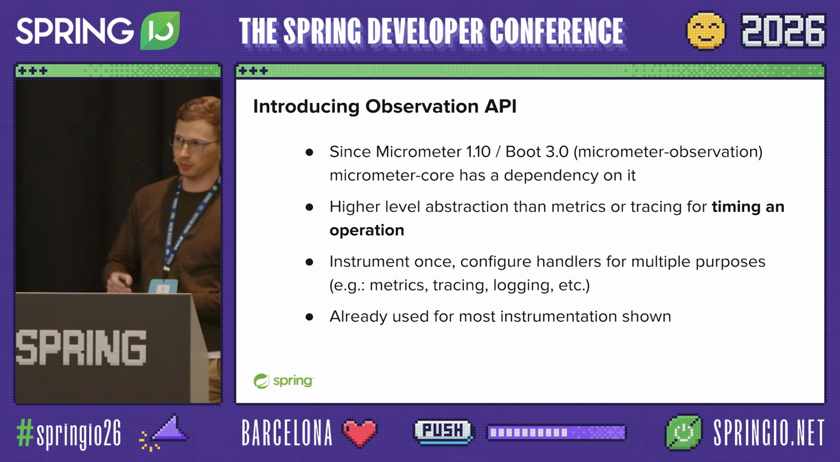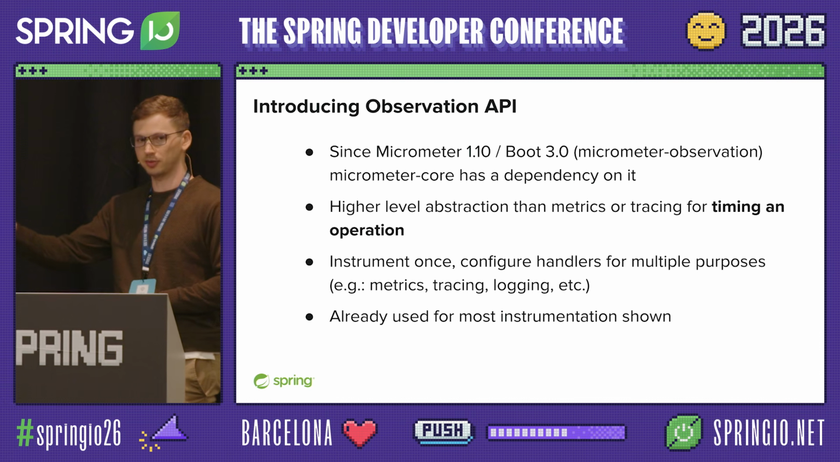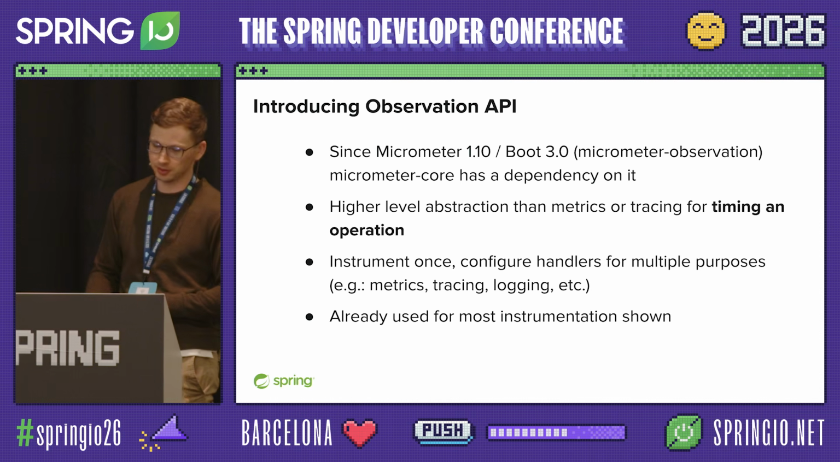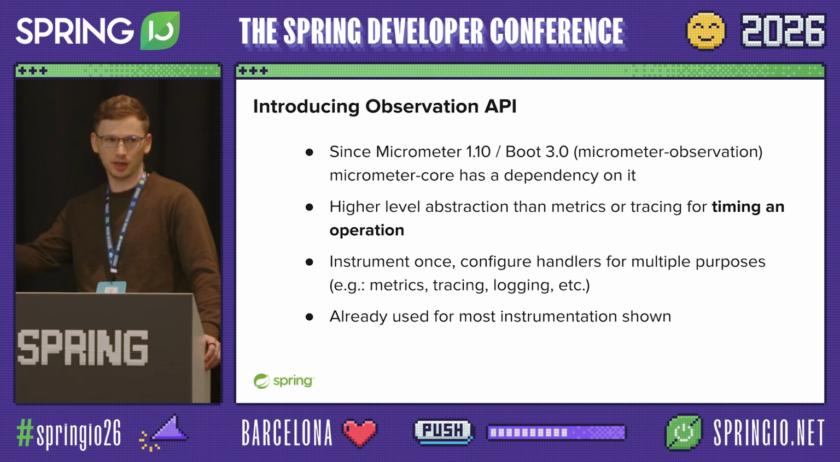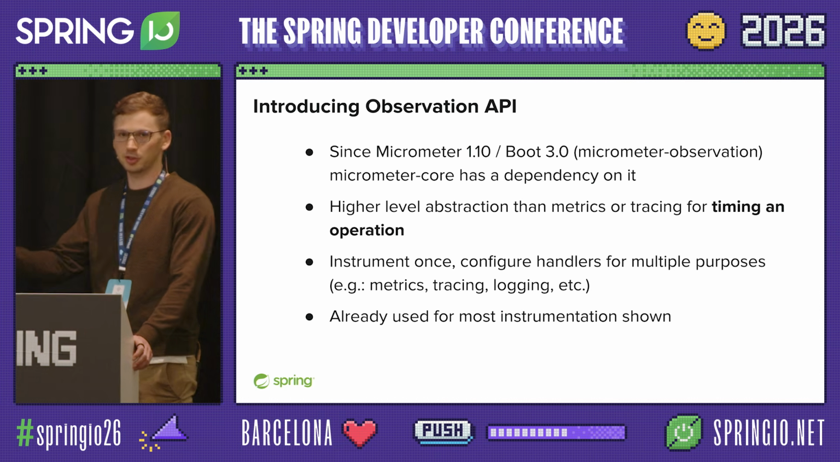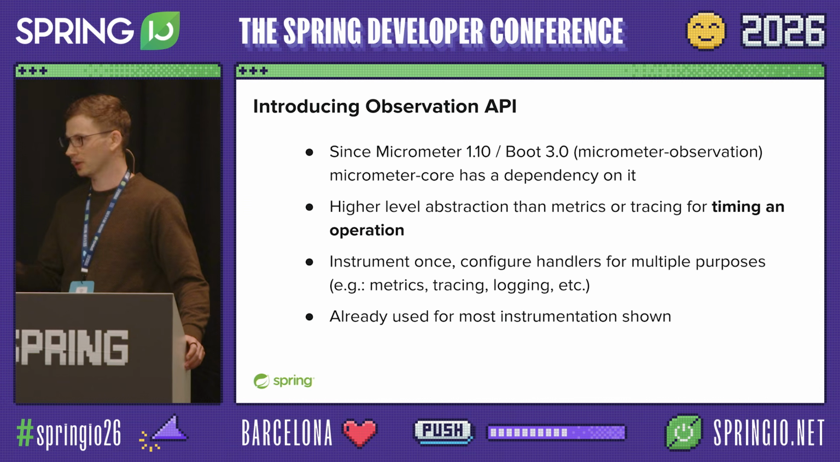The idea is to instrument once with the Observation API, and then you can add handlers to the observation configuration, and that will add anything that you want. We provide out-of-the-box handlers for metrics and tracing, but you could add one for logging and any other purpose that makes sense for you. For the demo app that we showed, the instrumentation is provided by the project, so you won't see a lot of observation or observability code in there. All of that instrumentation is done using this Observation API.